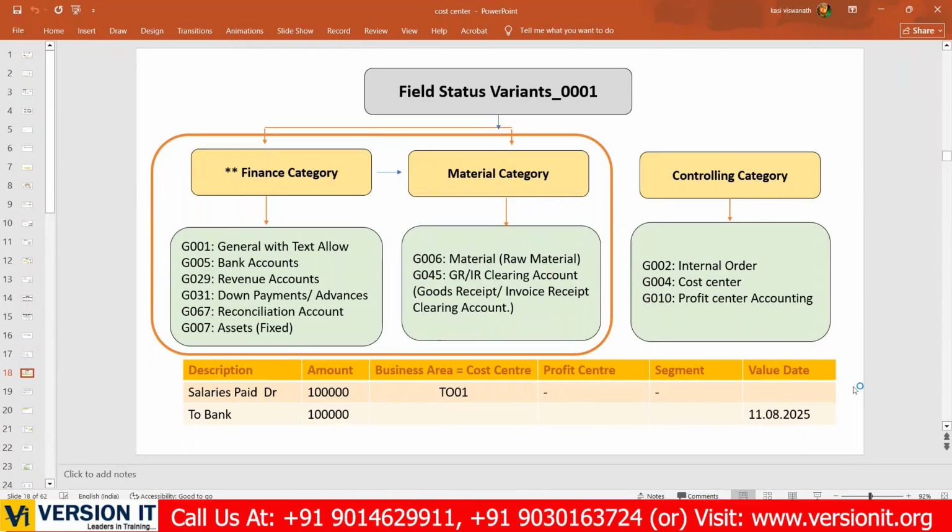First, G006. Material, in bracket, raw material and finished good. Raw material and finished good. Example.